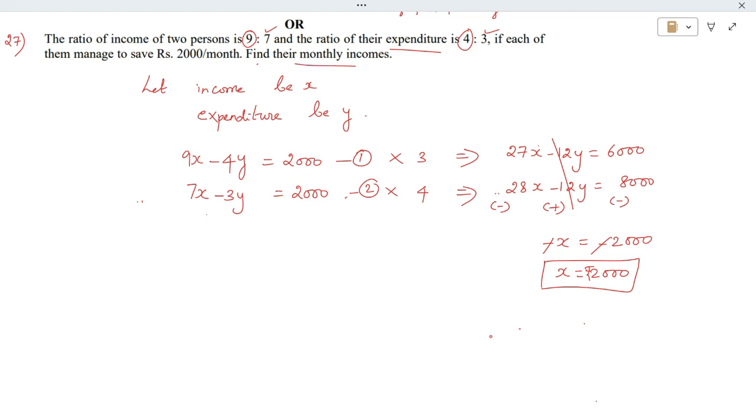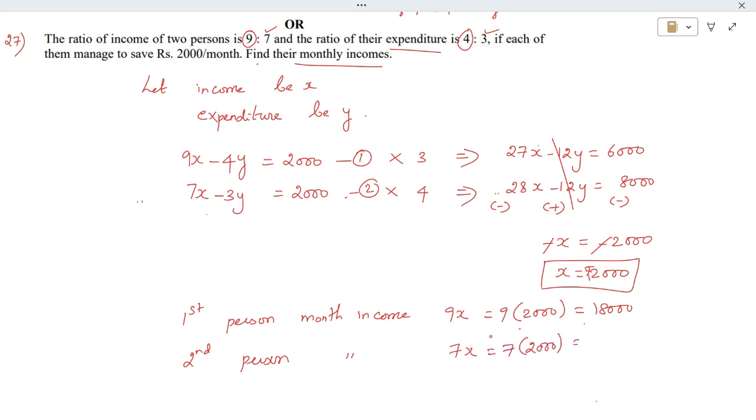They are asking me to find the monthly income, so I don't want to worry about the expenditure, which is y, isn't it? So the two persons' monthly incomes. Okay, so what is the first person's monthly income? Just concluded: the first person's monthly income is 9x, right? So which is 9 times 2000, that is equal to 18,000. Okay, and the second person's monthly income is 7x, isn't it? That is 7 times 2000, which is rupees 14,000. So conclude the same.